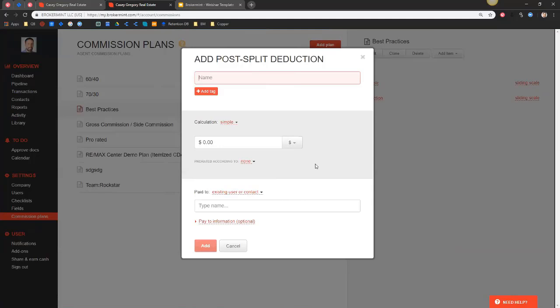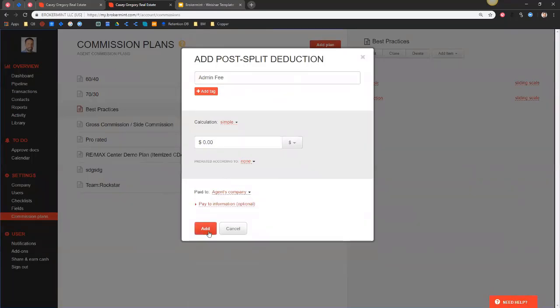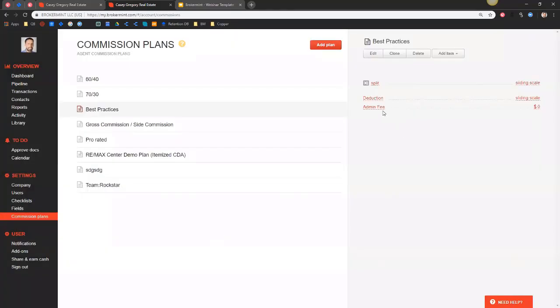So if there is that fee on a specific transaction, all you need to do is go in there and enter a value. Let's say, for example, we have our admin fee, and it's $0. It gets paid to either our admin or we could say to the company. We can add in as many of these $0 line items as we want.